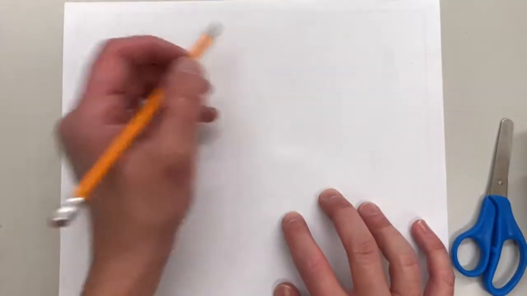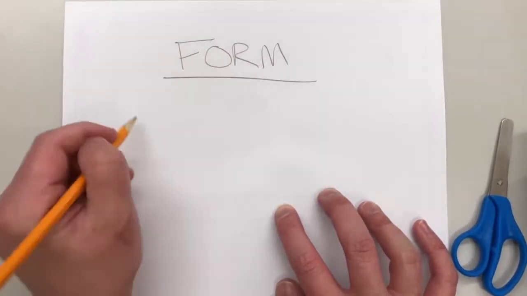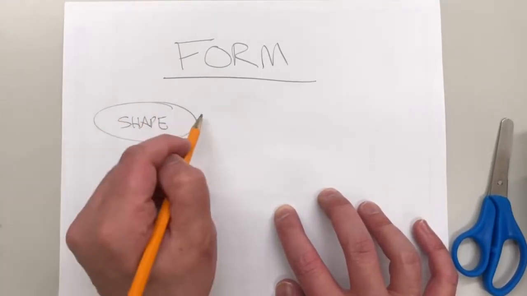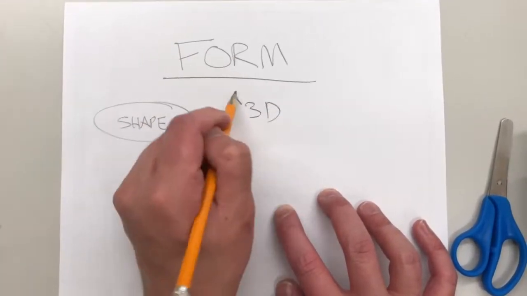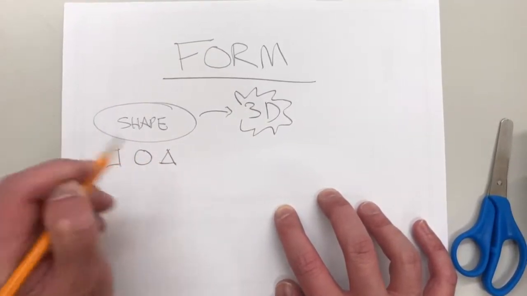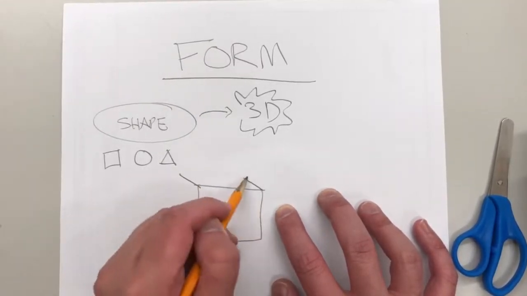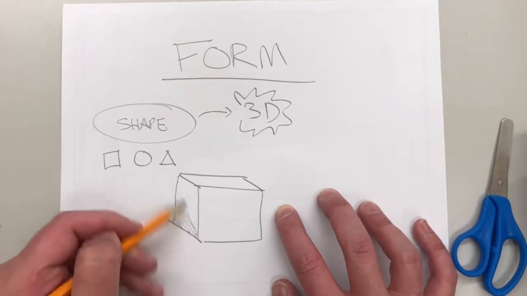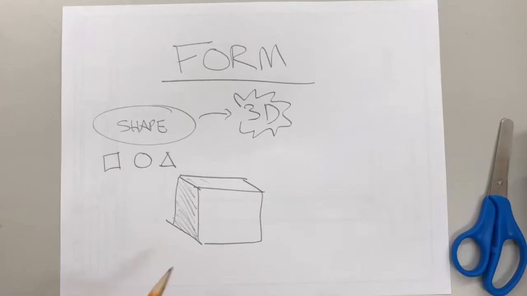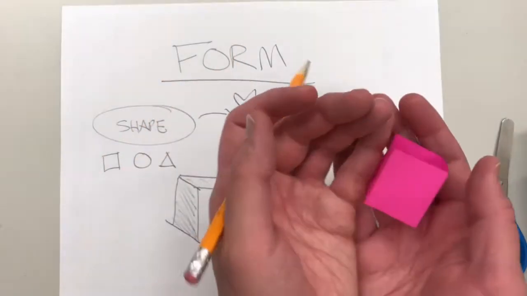All right, today we're talking about form. Form is kind of like shape, but it's 3D. We know about squares and circles and triangles, but when you make them look 3D, they stop being shapes and they become forms. Whether they're drawn on a paper or whether they're made, and you can hold them, they're forms.